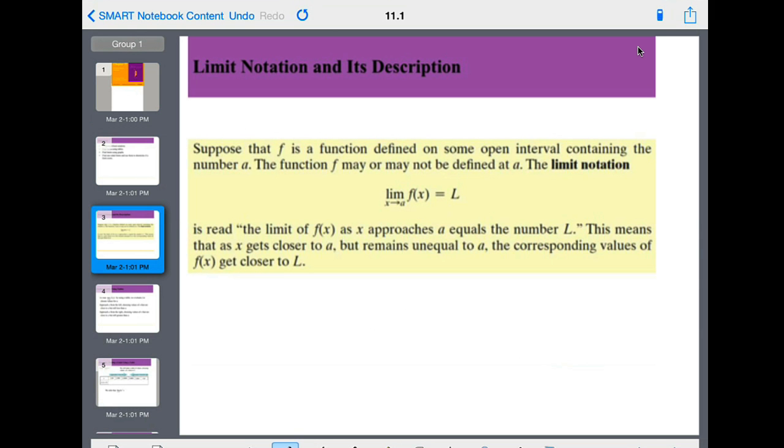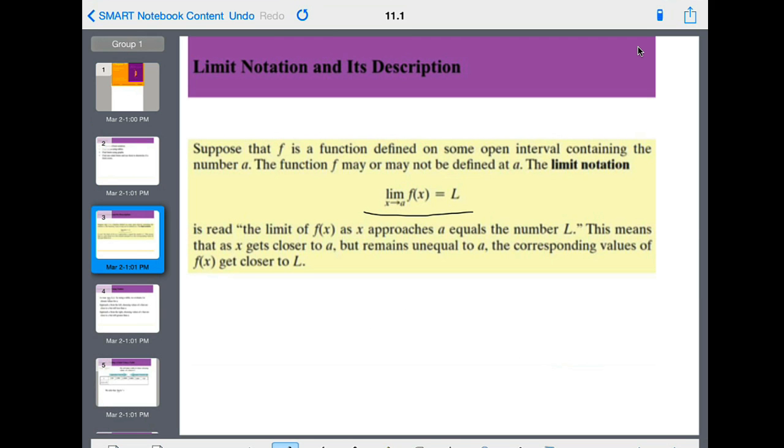So limit notation is descriptors. Suppose that f is a function defined on some open interval containing the number a. The function f may or may not be defined at a. Now notice this limit notation here: the limit as x goes to a of f of x equals L. That means the function goes to some value. It is read, the limit of f of x as x approaches a equals the number L.